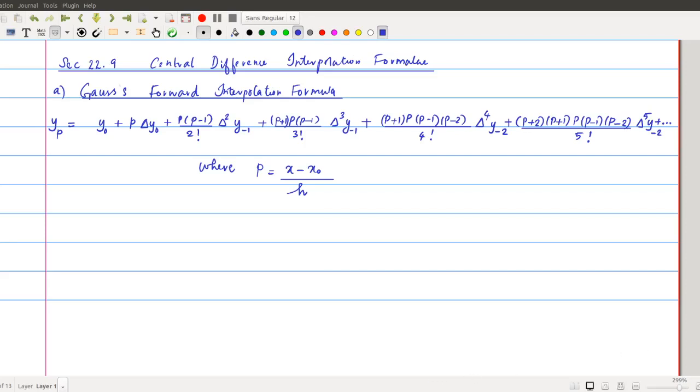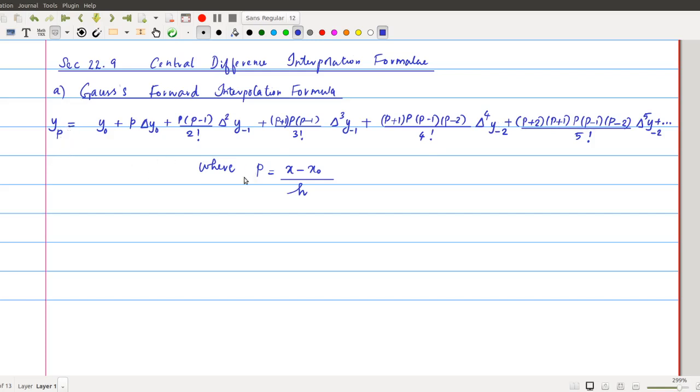Hi all, today we discuss section 22.9, central difference interpolation formula. In this section, the first central difference interpolation formula is the Gauss forward interpolation formula, given by y of p is equal to y naught plus p times delta y naught plus p times (p minus 1) divided by 2 factorial delta square y minus 1, plus (p plus 1) p (p minus 1) divided by 3 factorial times delta cube y minus 1, plus etc. So this is the way we evaluate or interpolate the value of y at x.